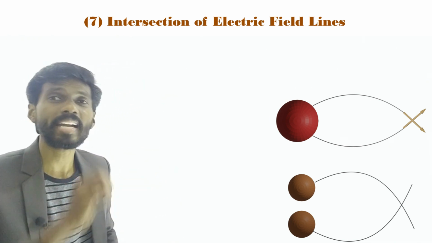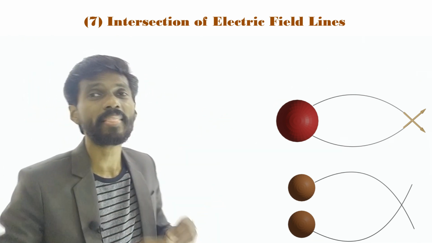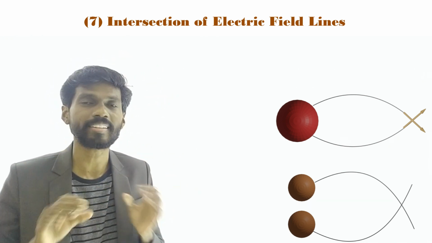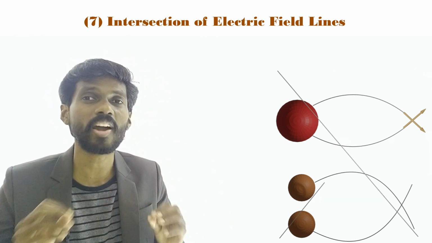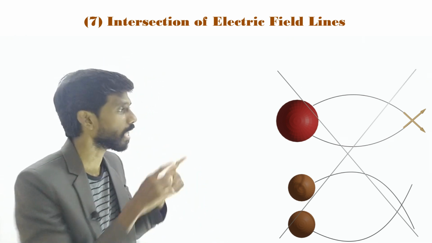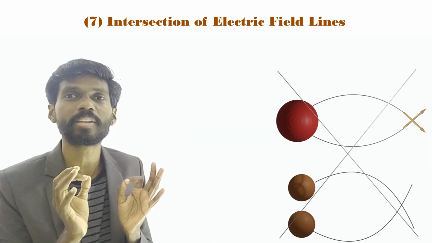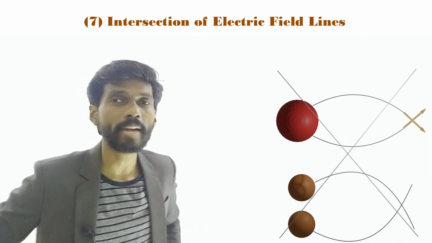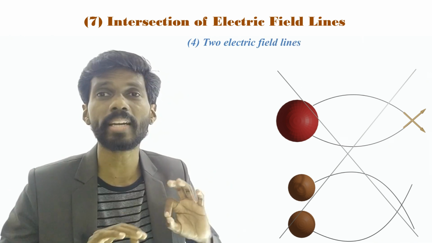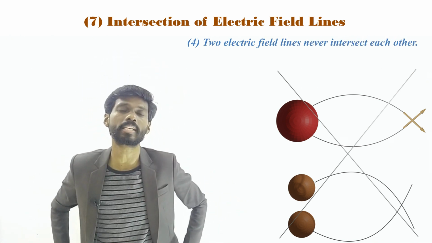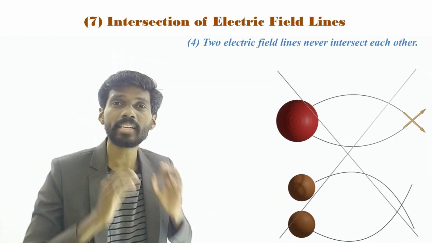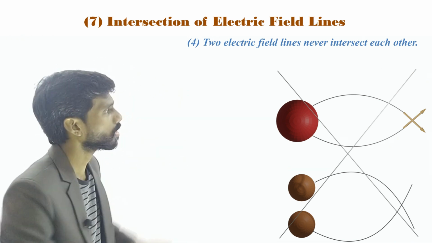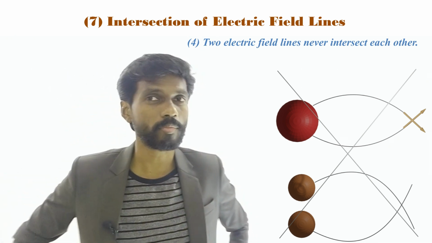So electric field at a point cannot have two different directions. That means it is a contradiction. So that means we come to the understanding that two electric field lines cannot intersect. If they intersect, that means two different directions for one electric field. So that is not possible. You understand? So we come to the conclusion that two electric field lines will never intersect. Okay, so that is one point about electric field lines that you have to remember. Electric field lines will never intersect. Do you understand? So that is one of the points that you have to remember. Okay.